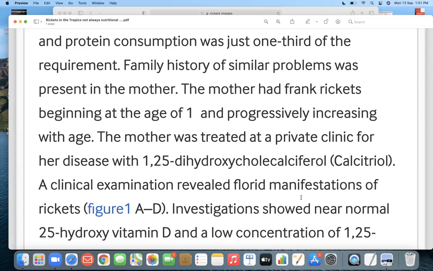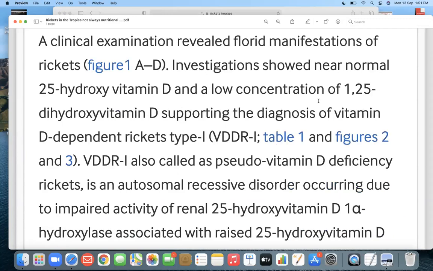dihydroxycholecalciferol. The clinical examination revealed florid manifestation of rickets. Investigations showed near normal 25 hydroxy vitamin D and low concentration of 1,25. When they did, they could see that 25 hydroxy vitamin D was okay, but 1,25 dihydroxy vitamin D was low, supporting the diagnosis of vitamin D dependent rickets type 1. So in vitamin D resistant rickets, you will have high levels of 1,25 dihydroxy vitamin D. But here in vitamin D dependent rickets type 1, you will have normal levels of 25 hydroxy vitamin D, but low levels of 1,25 dihydroxy vitamin D, because the enzyme which converts 25 hydroxy vitamin D to 1,25 dihydroxy vitamin D in the kidney will be deficient. This is the reason.